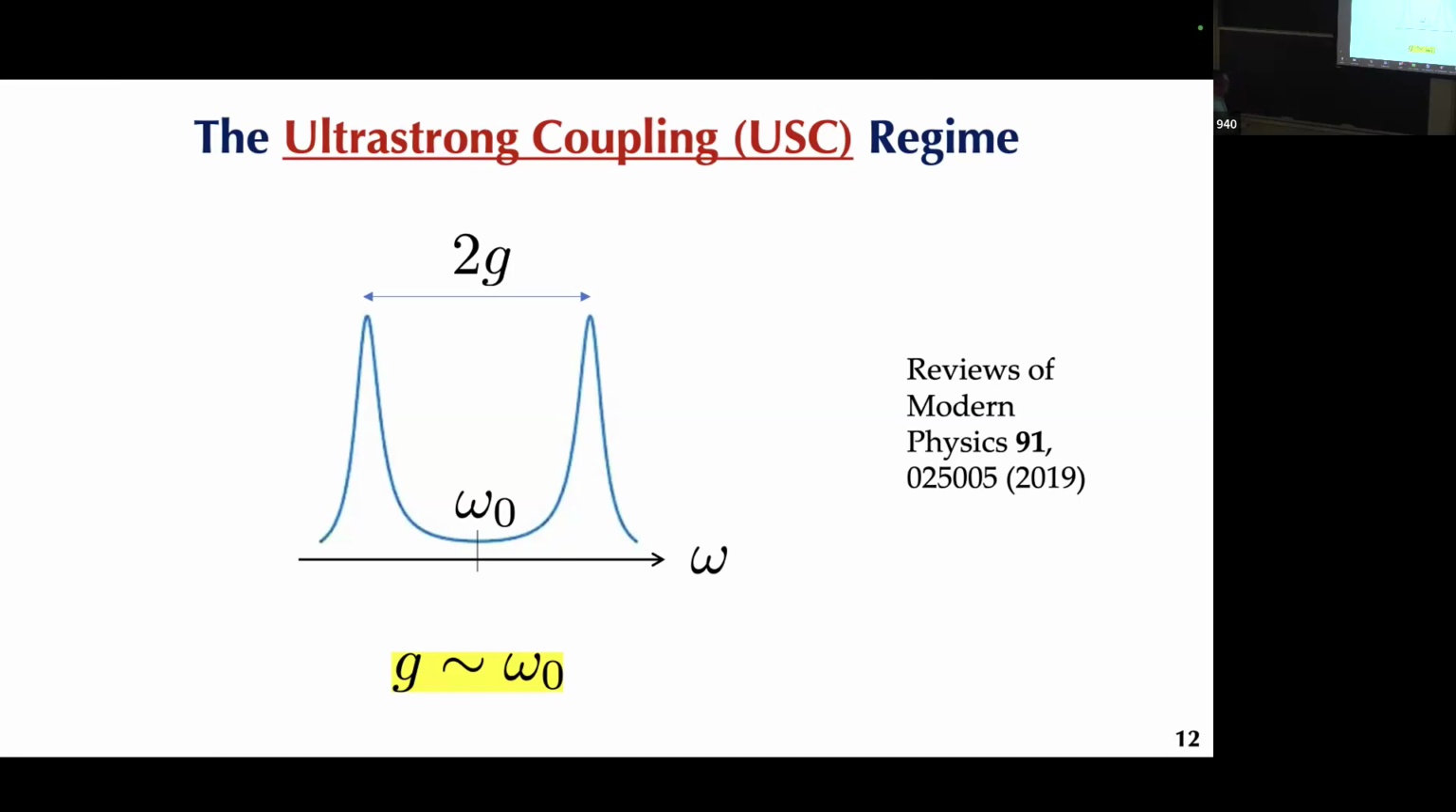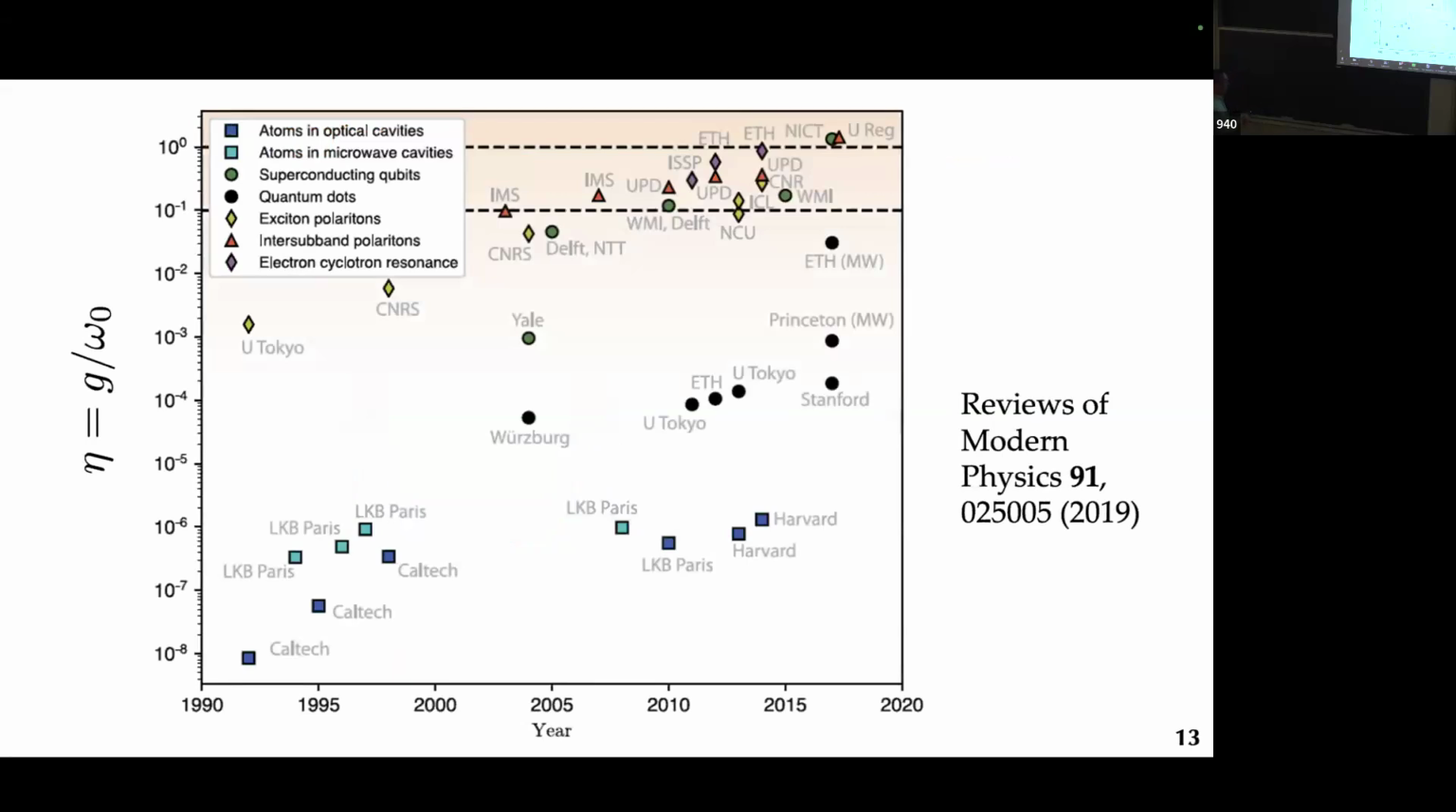So the important parameter is the ratio between G and omega naught. So we use this parameter eta, which is the light matter coupling rate divided by the resonance frequency. If you look at the history of cavity QED, as long as you're using atomic and molecular systems, G is so small. In terms of this parameter, even now, it is on the order of 10 to the minus 6.